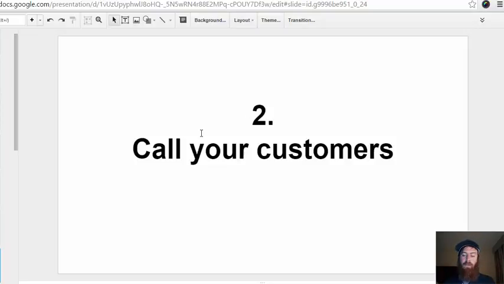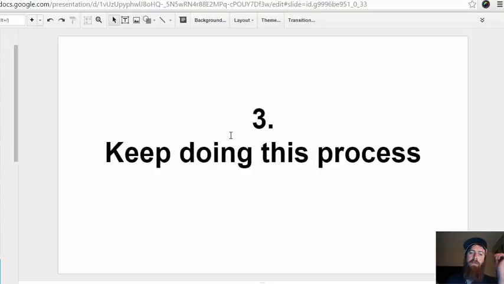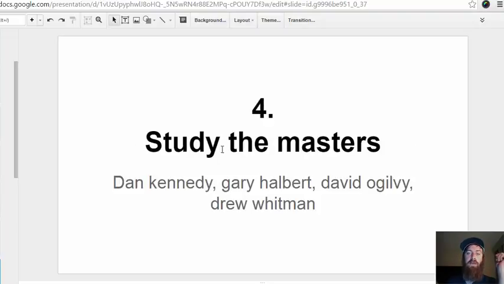Interview them. Keep doing this process. Basically, always be building your swipe file. I think some people just do an hour of research and they think that's it. No, you're continually building your swipe file and calling your customers to figure out what's basically gonna close and what's the best ad copy.